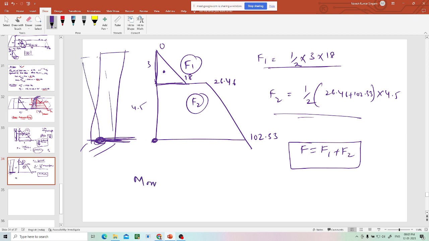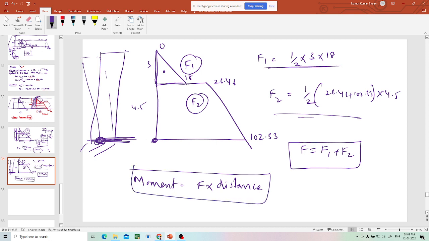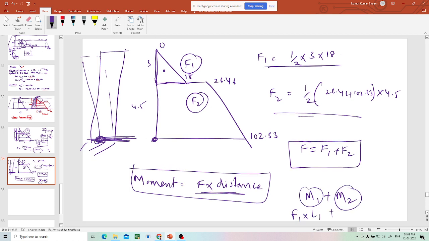Moment is nothing but force into distance. So total force from area 1 is F1. I have calculated here. Total force from F2 I have calculated here. So how to calculate the moment? You calculate M1 and M2. M1 plus M2. That means force 1 into lever arm 1 plus force 2 into lever arm 2. How to calculate lever arm? So where will this force be applied? It is at the CG. CG is 1 by 3 from the bottom, 2 by 3 from the top. So the force will be acting like this.